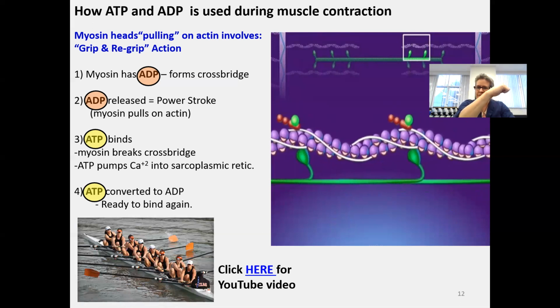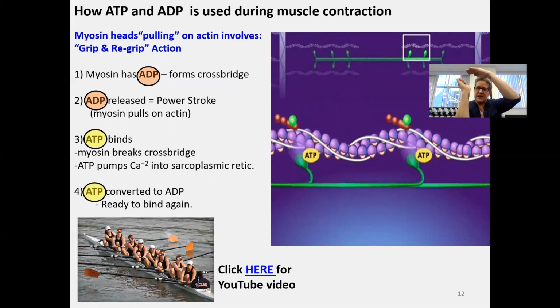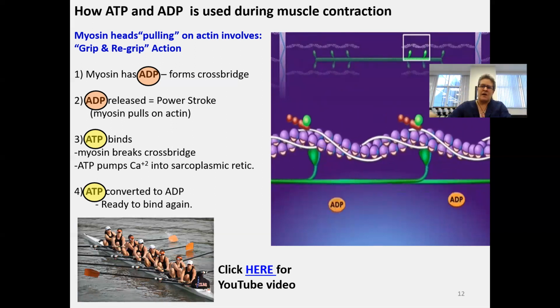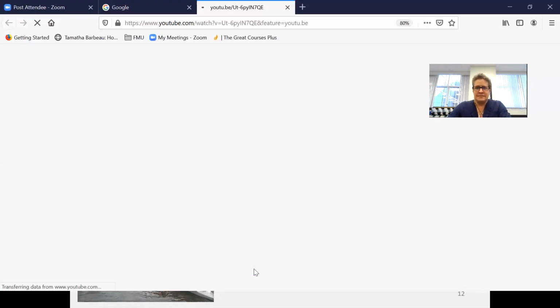ATP comes in, breaks the cross bridge. Myosin now is ADP, can grab and pull again. So it keeps going on, it keeps going on. So here's the YouTube video for that.